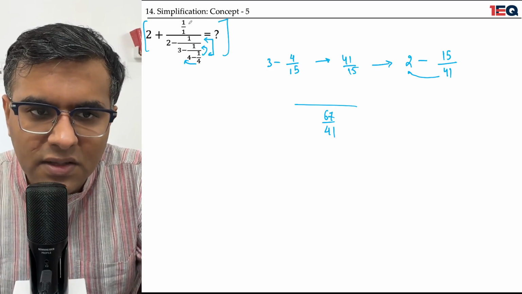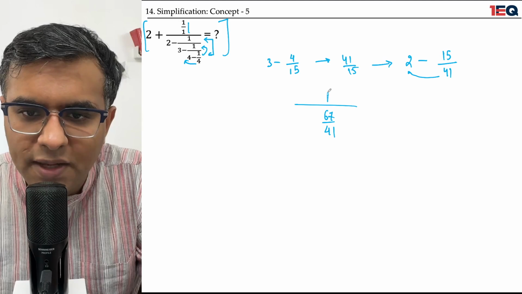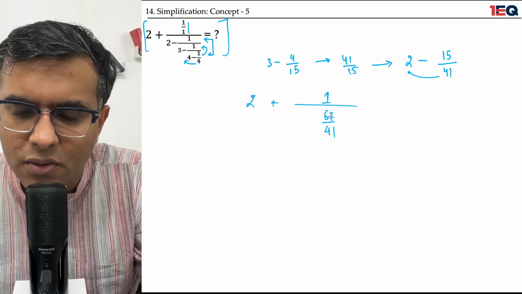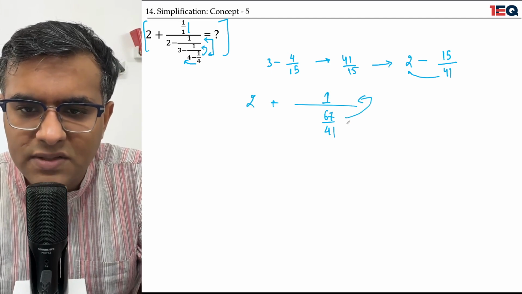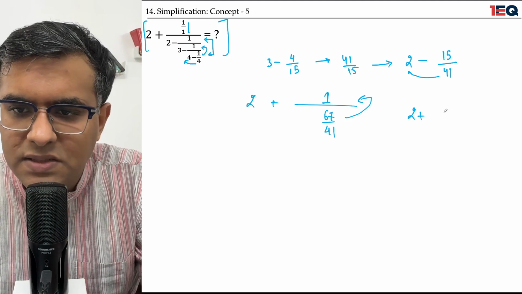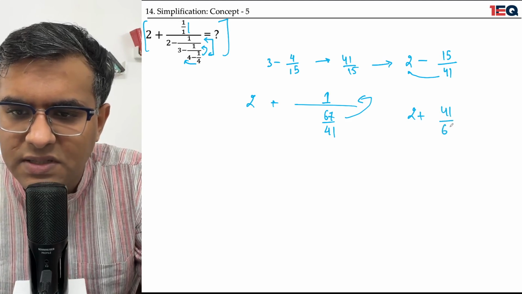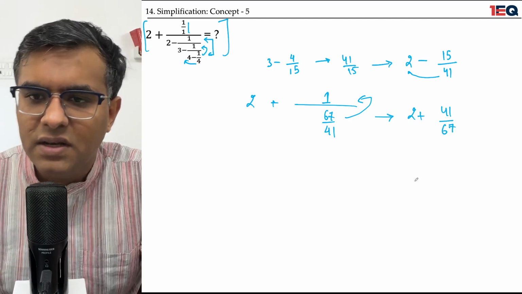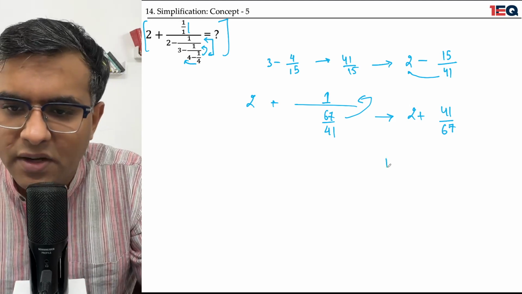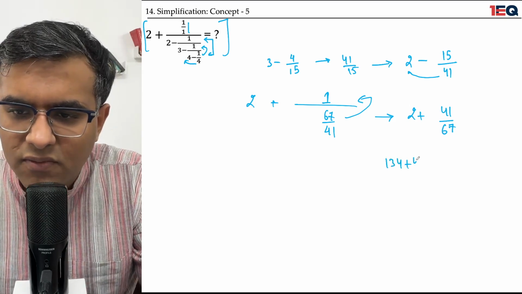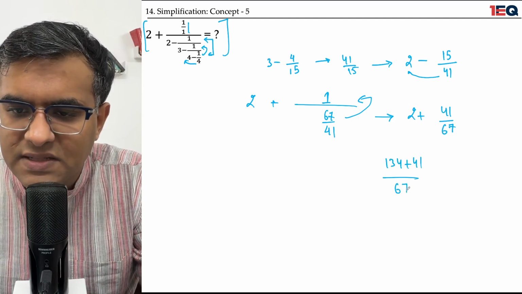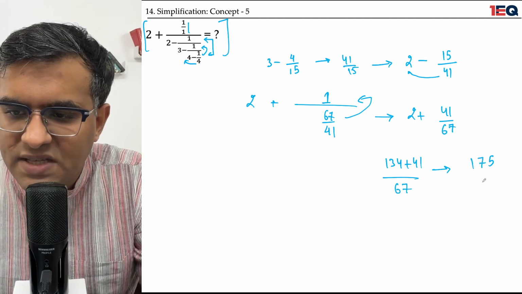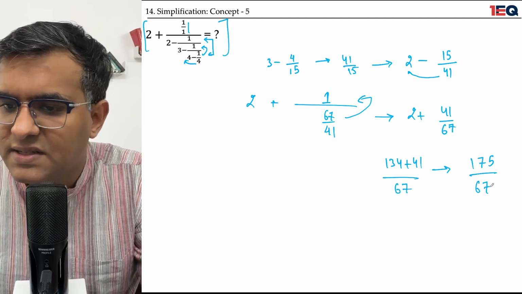67 upon 41. This 1 upon 1 I'm going to write as simply 1, and there is going to be a plus sign over here and a 2 over here. Again another reciprocal is required. So 2 plus 41 upon 67 is going to give me my final answer. 67 into 2 is equal to 134, plus 41, whole upon 67. This would lead to the final answer as 175 upon 67.